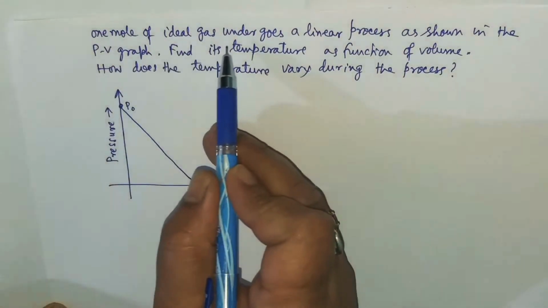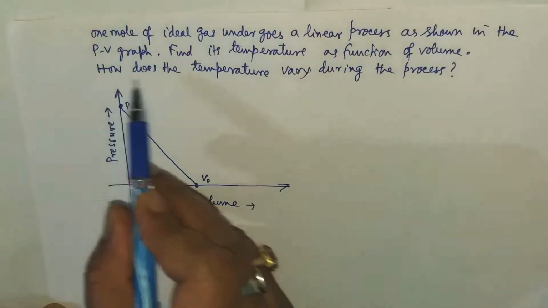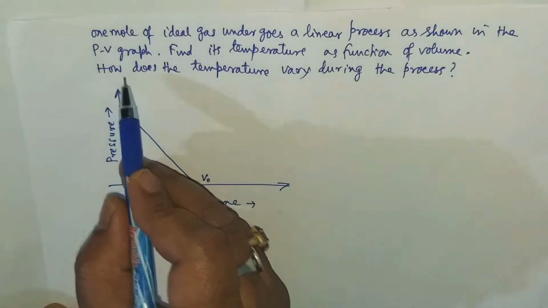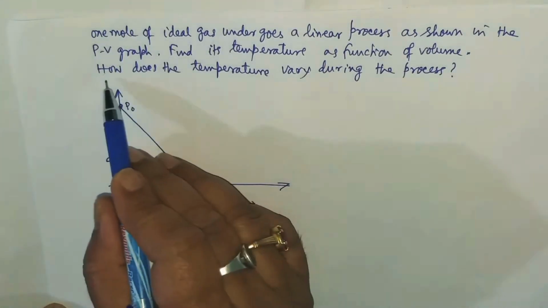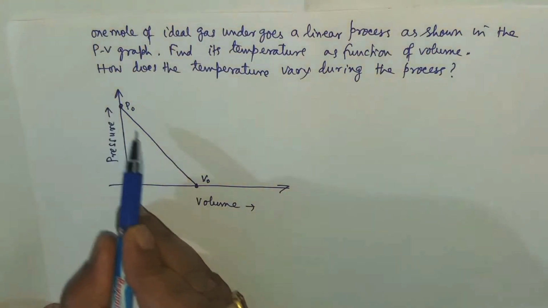1 mole of ideal gas undergoes a linear process as shown in the PV diagram. Find its temperature as a function of volume. And also we have to find out how the temperature varies during the process. Just look at the graph.